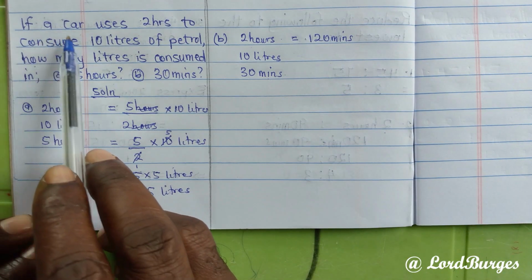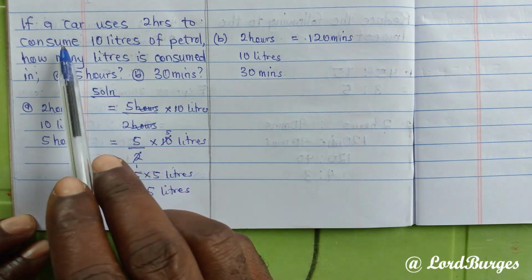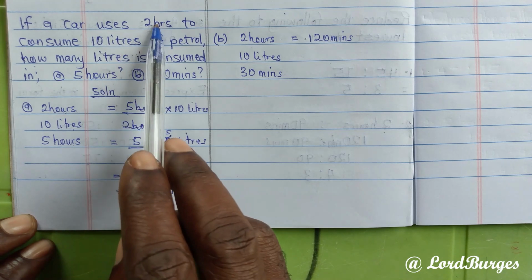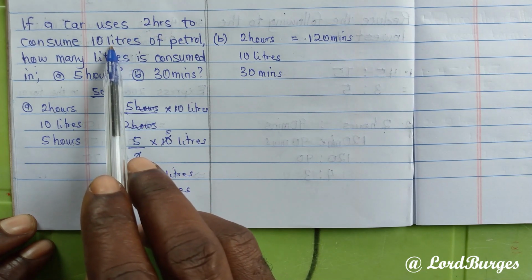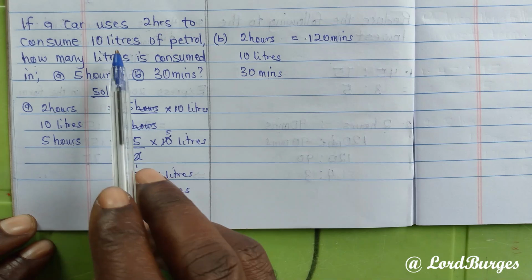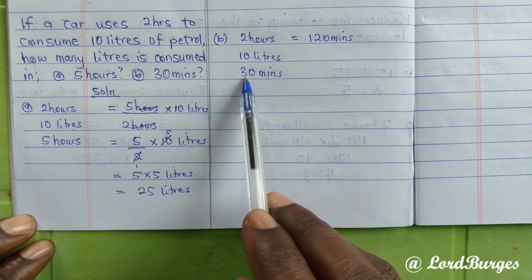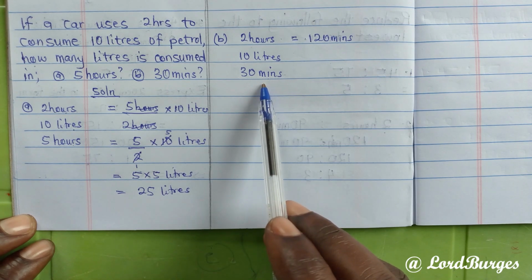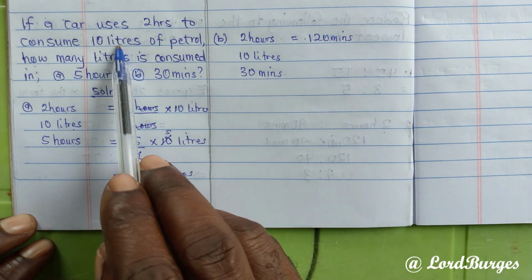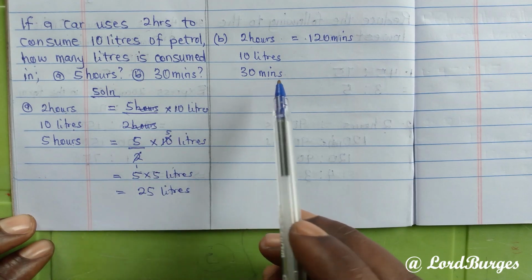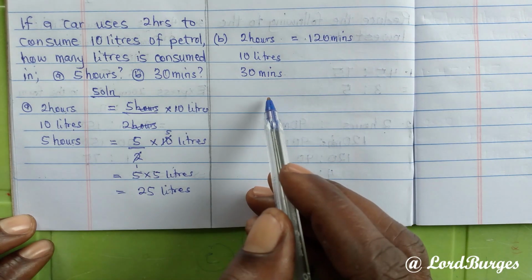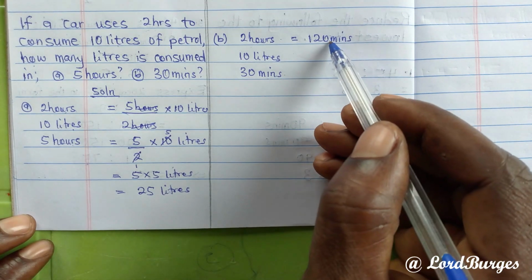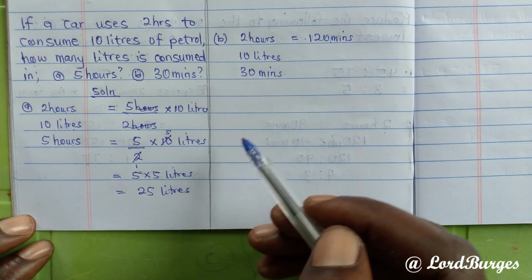Now let's go back to the question. They said a car uses 2 hours to consume 10 liters. Now, for 2 hours, it consumed 10 liters. The car is now working for only 30 minutes. Will the car consume more fuel or less fuel? So if 2 hours is 10 liters, then 30 minutes should give us less. If less, more divides. So once you say more should divide, it means the 120 goes to the down as a division.